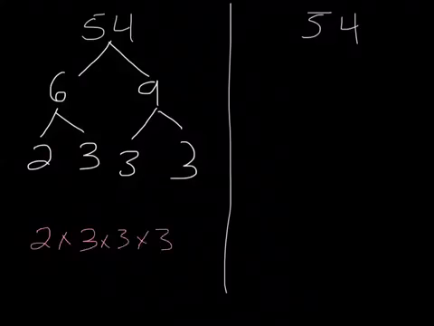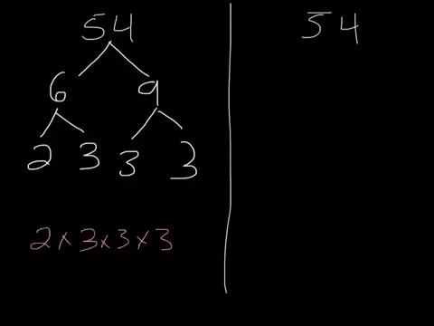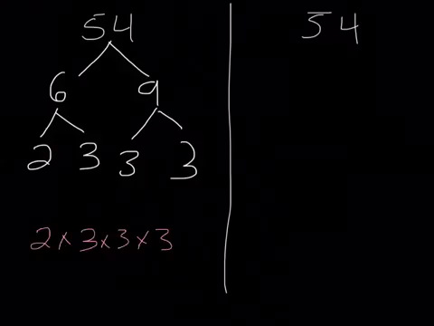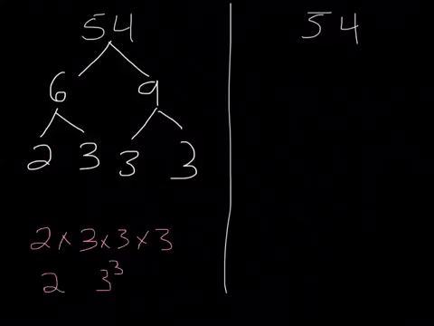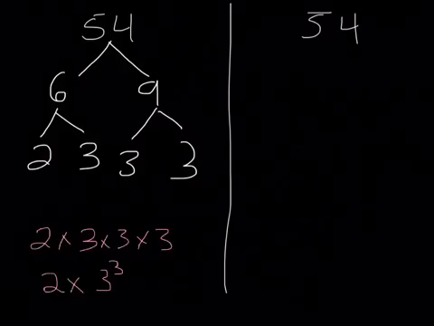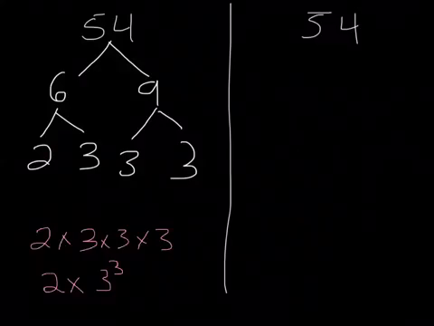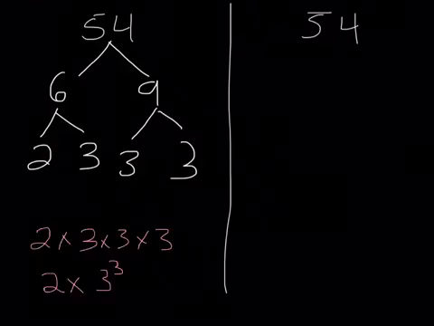Now, if you remember from chapter 4, our equations, I can write 3 times 3 times 3 as 3 to the third power. So if you want to make it a little easier on yourself, you can write it like that too. But either way is fine. They're both correct. Okay? So you can say 2 times 3 to the third power, or you can say 2 times 3 times 3 times 3.